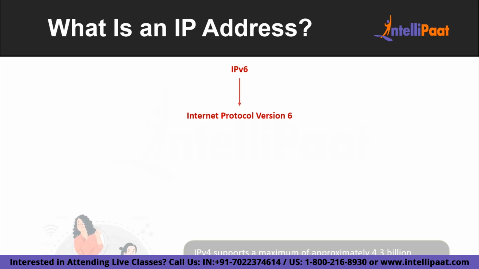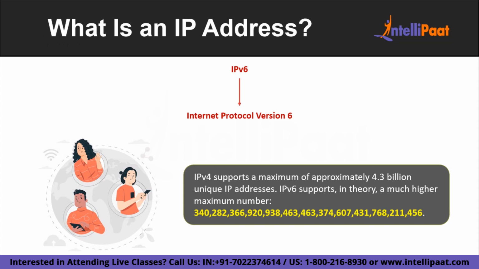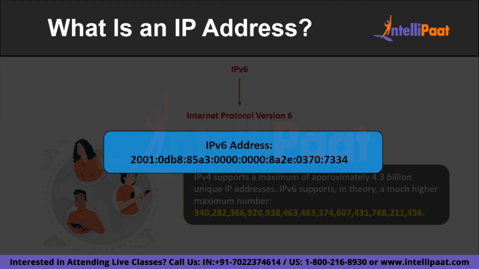IPv4 supports a maximum of approximately 4.3 billion unique IP addresses, but IPv6 supports in theory a much higher maximum number, highlighted on your screens. If your eyes glaze over when reading that number, just know that we will never run out of IP addresses ever again. An IPv6 address consists of 8 groups of 4 hexadecimal digits. Here is an example of an IPv6 address. I hope now you understand what an IP address is.